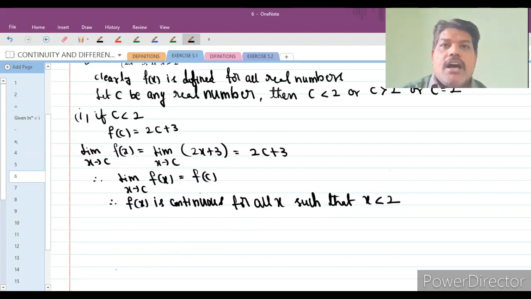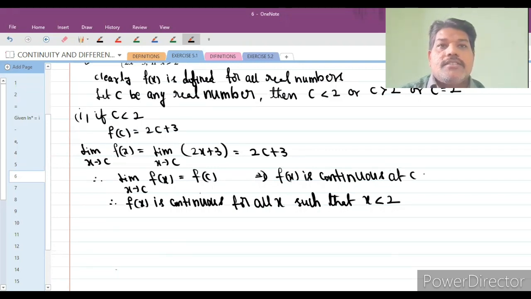Do you understand that f of x is continuous for all x such that x is less than 2? Because we can write that f of x is continuous at c less than 2. So that means f of x is continuous for all x such that x is less than 2.